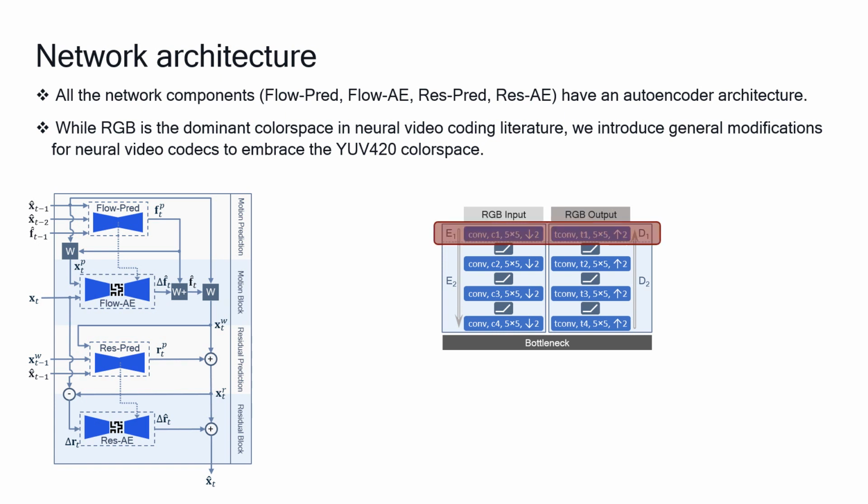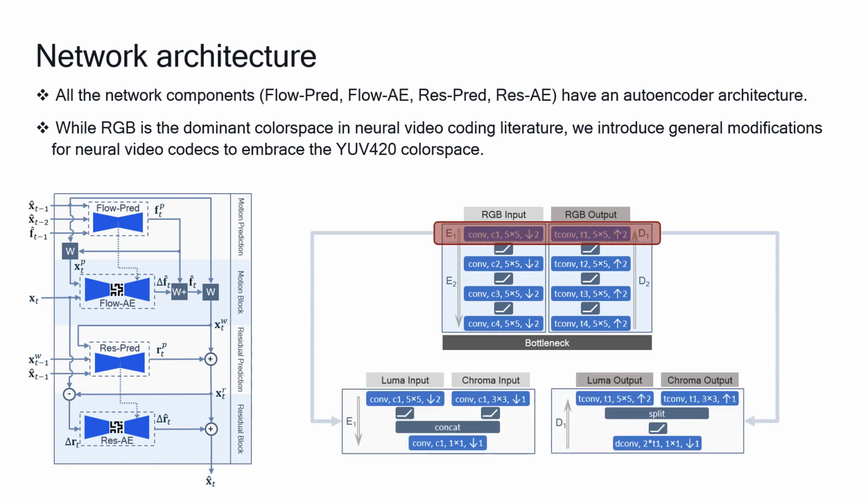However, since the YUV420 color space is highly adopted in the standard video compression community, we make simple modifications to the autoencoder's input and output heads, with no further modifications, to accommodate YUV420 videos.